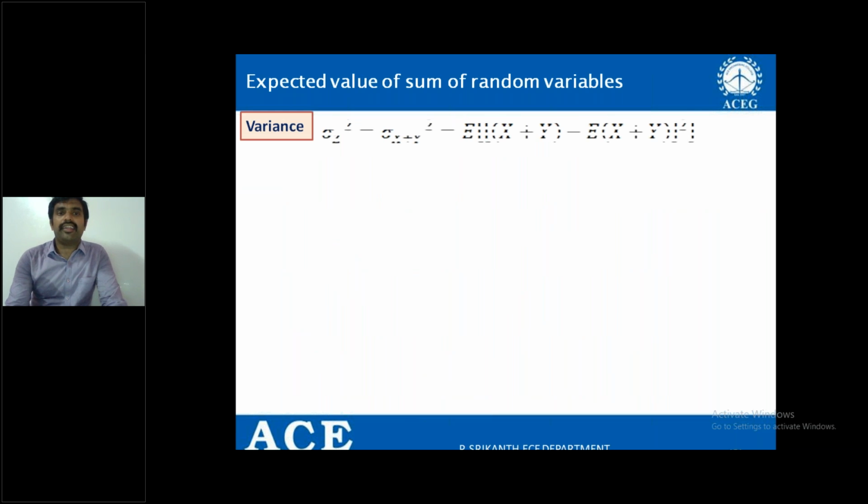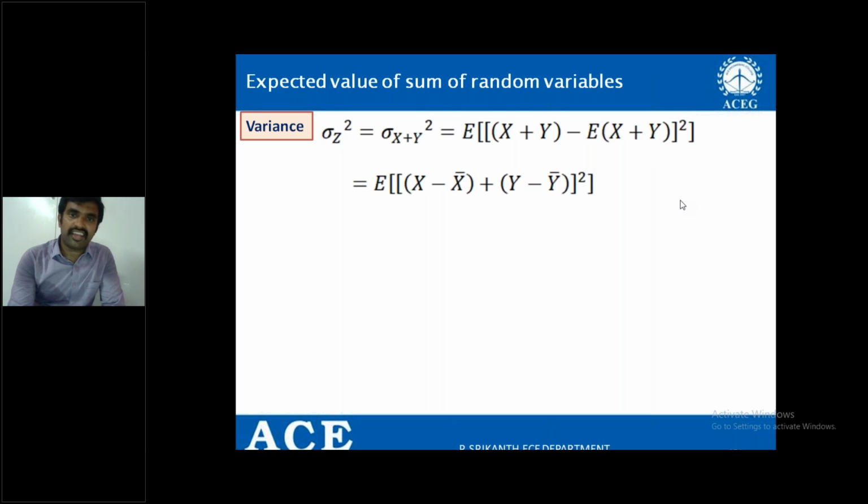Similarly here, I can take the variance, and we know the formula for variance. Variance is sigma z square, equal to sigma x plus y square, right? We know the definition for variance, that is the expectation of z minus z bar whole square. It is the expectation of x plus y minus x bar plus y bar, whole square, right? If I expand this, I can rearrange the terms like this. Since e of x plus y is e of x plus e of y, e of x is nothing but x bar, and e of y is nothing but y bar.